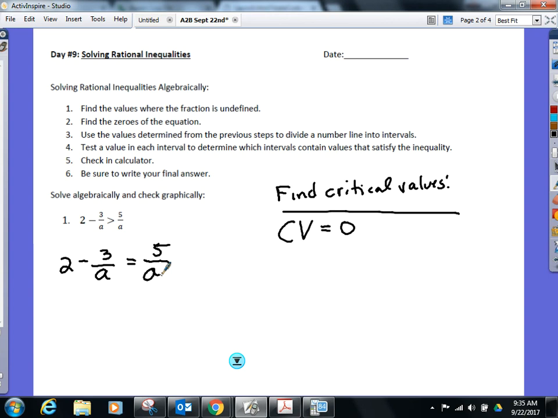Okay? So find the critical value. Find out what makes it undefined. That's our first critical value, which was 0. And now solve the equation for the variable. Now I'm going to turn it over to you guys.